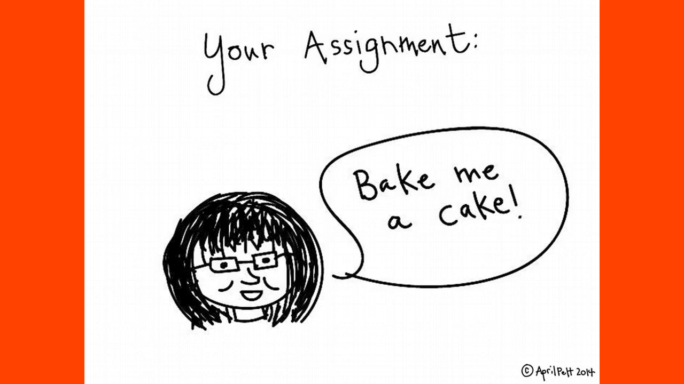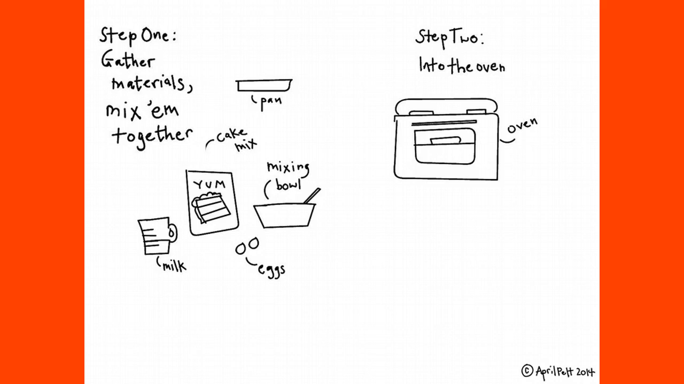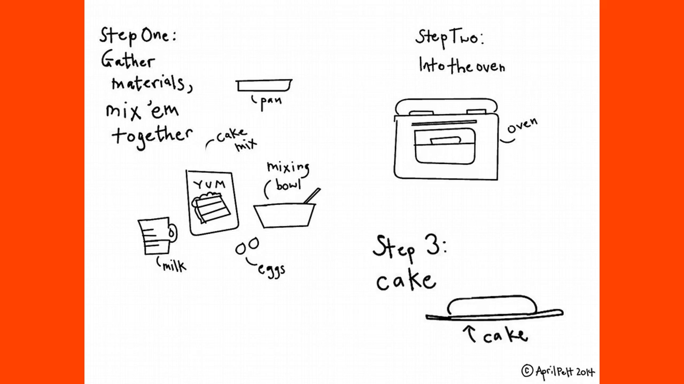So to make this cake, you're going to do a couple of things. You are going to gather your materials. You're going to mix them all together. So here we've got our milk, our cake mix, our eggs, our mixing bowl, and our pan. Once you've got everything mixed together, you're going to put it into the oven for the specified amount of time. And then at the end of this process, you're going to have a cake.